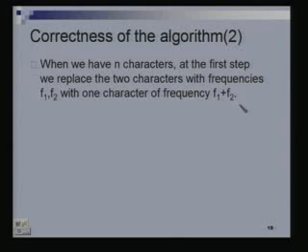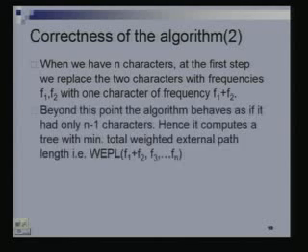Right? So once it does that, beyond this point, the behavior is as if it was given n-1 characters with frequencies f1 plus f2, f3, f4, f5, all the way up to fn. Right? Beyond that point, it's the same behavior. So beyond the point, the algorithm behaves as if it had only n-1 characters with frequencies f1 plus f2, f3, all the way up to fn.